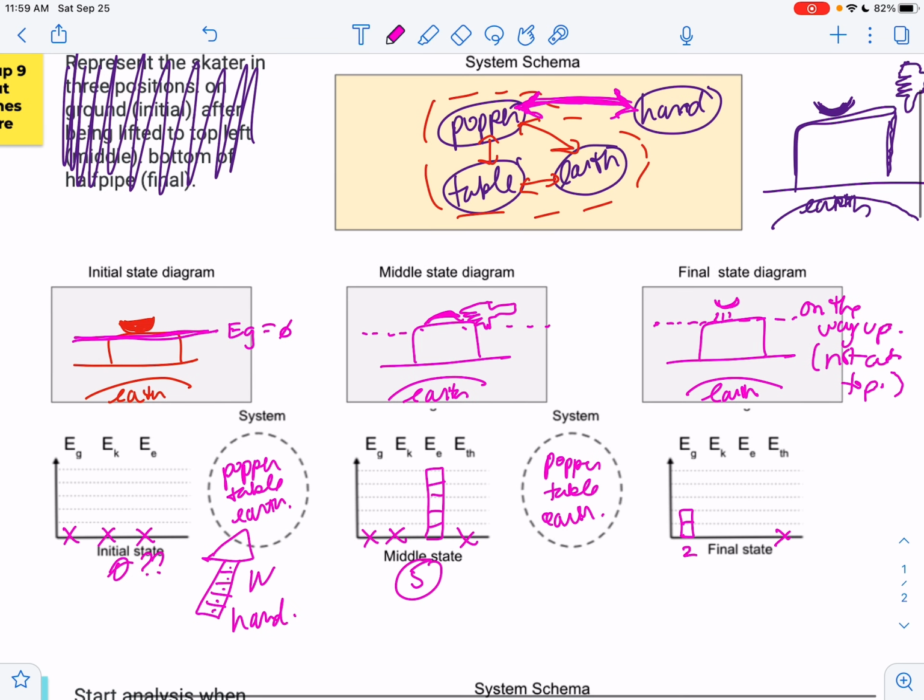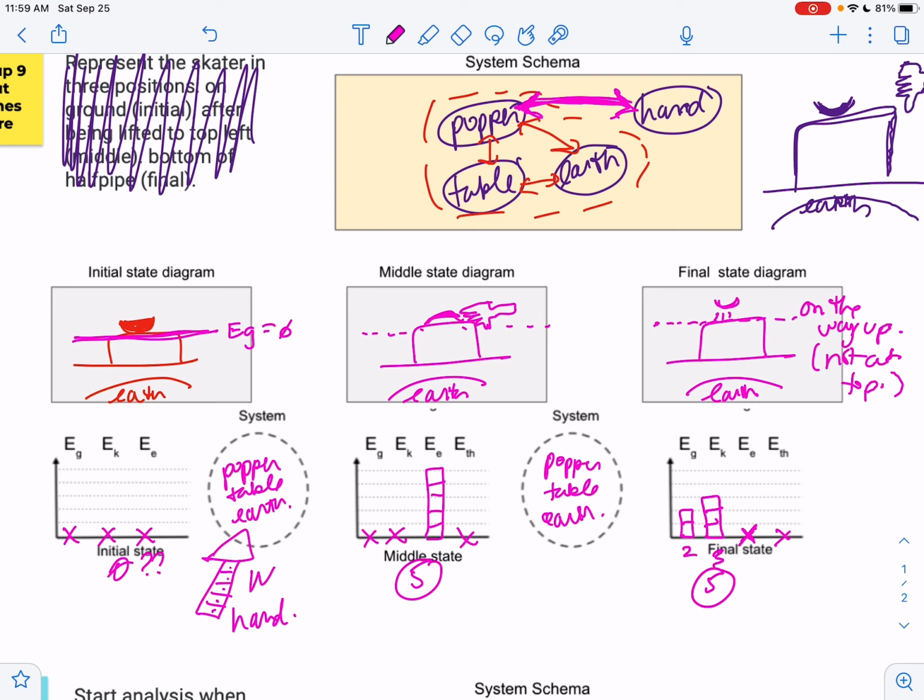So if I have 2 here, and I know I need 5 total, I'm going to have 3 EKs. Okay, that's going to make 5, right? Because I'm not going to have any elastic anymore because the popper is already unpopped. It's not stretched anymore. It's back to normal, kind of like its neutral state. Okay, so this would be on the way up.